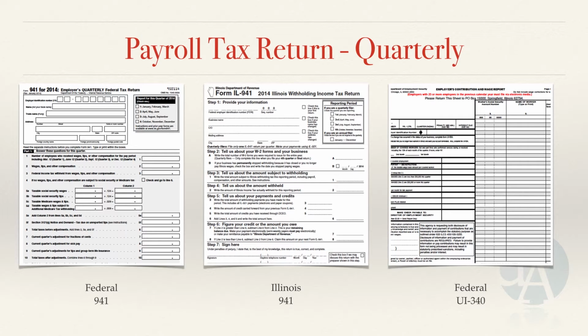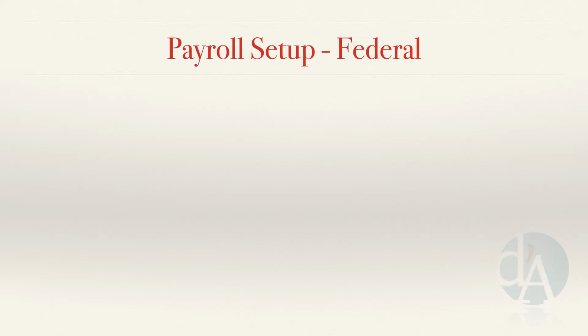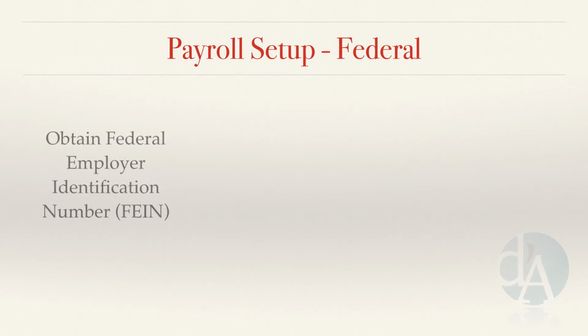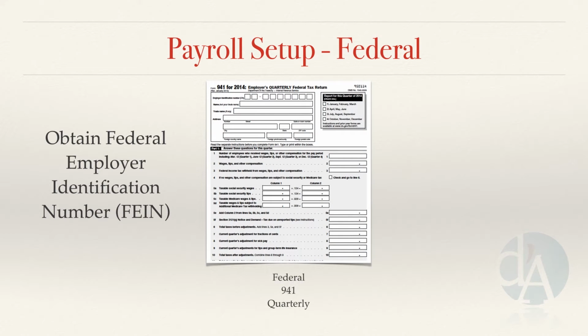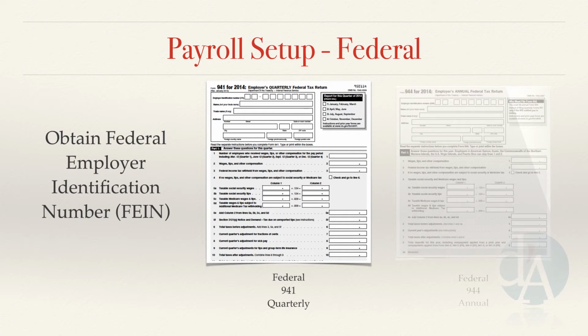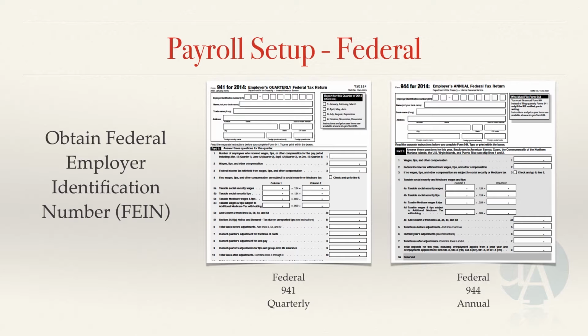So far we've talked about how to withhold taxes from your employee's paycheck, then how to pay those taxes, and also how to report those taxes on payroll tax returns. What we haven't talked about is how to set up payroll with the federal government and the state agencies. In order to set up payroll with the federal government, all you need to do is obtain a Federal Employer Identification Number, also known as an FEIN. Once you obtain this number, you can start to fill out your Form 941 or 944 and report the wages and taxes withheld. In order to set up payroll in a state, you must register with that state.